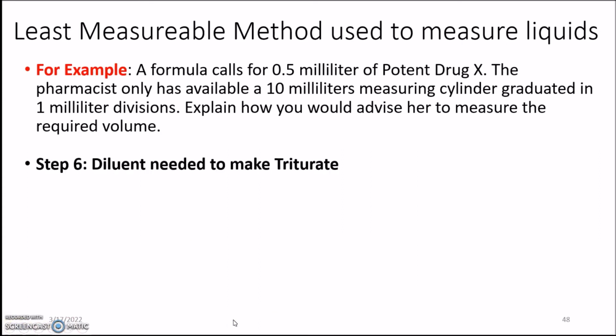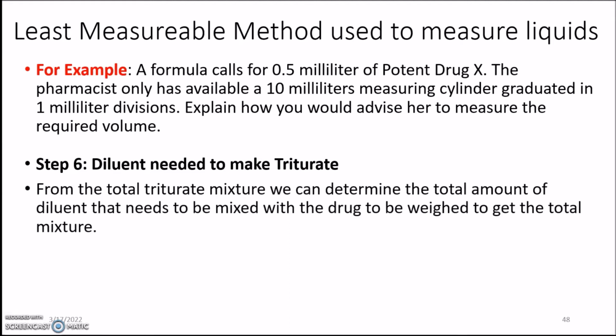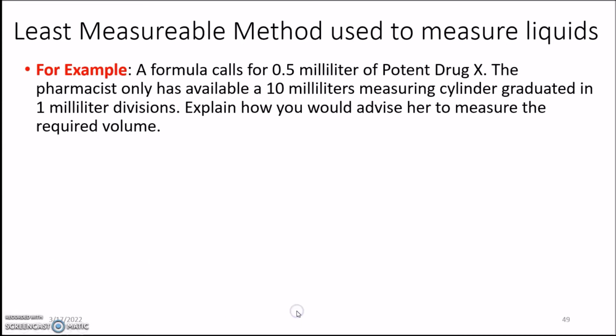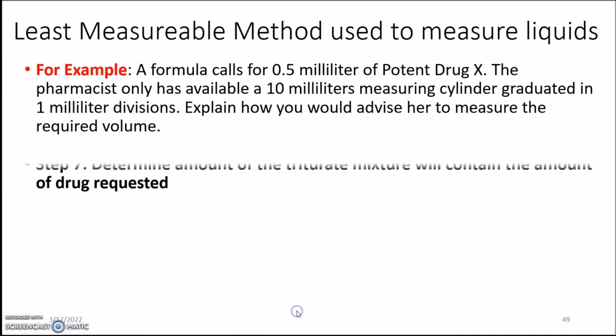Then, in order for us to get the 8 mils, we must mix 2 mils with a certain amount of diluent. So therefore, we need to determine what that diluent is. Because we have 2 mils of the active drug that we measured that will be a part of this 8 mils, we subtract that from 8 mils to get 6 mils, and that will be the amount of diluent that we will need to add.